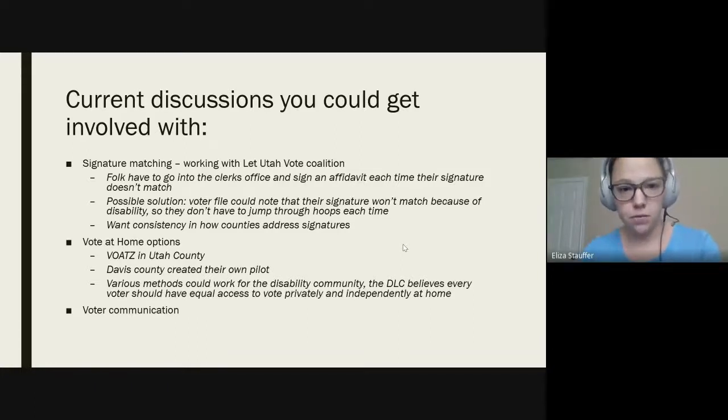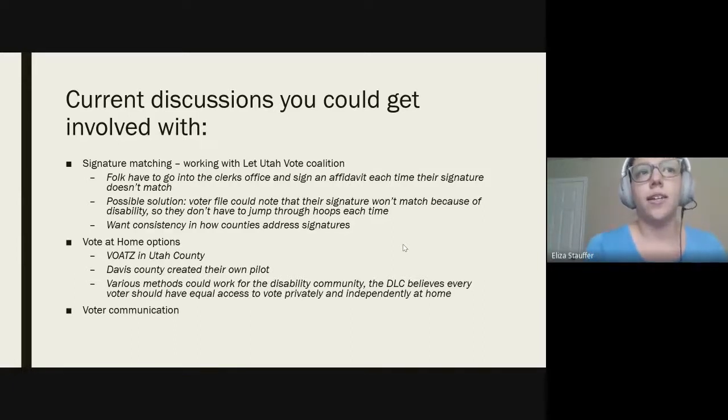Essentially, the push of this movement is to get consistency in how counties address signatures. Because right now, each county is allowed to set their own rules as far as how many signatures they'll check, whether they will throw out signatures that don't match, and also how they contact voters that don't have matching signatures. We think consistency is one of the first critical steps in ensuring an equitable process for everyone.